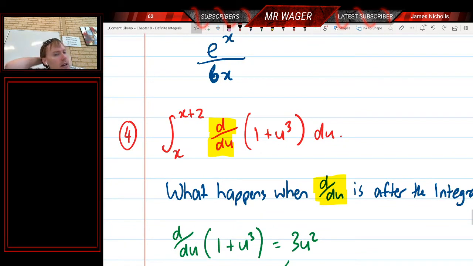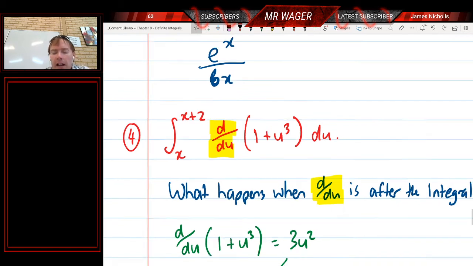So this one here. The difference in this one is this time we've got the integral between x and x plus 2. So notice there's no constant anymore. We've got variables on the top and the bottom. But this is the big difference. We've got the derivative part inside the integral this time. So we've got the integral on the outside and the derivative part on the inside.